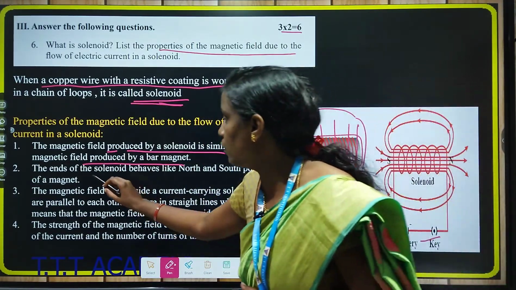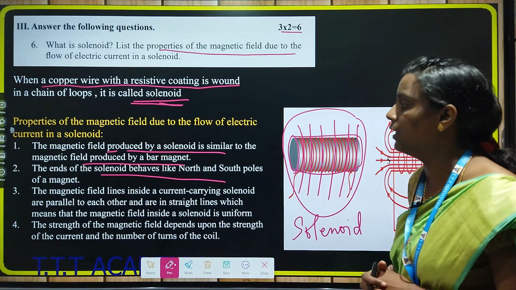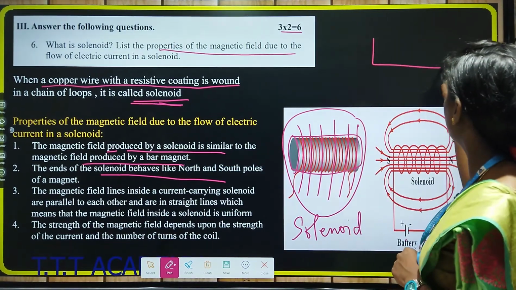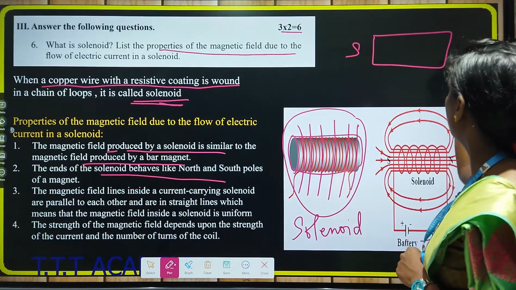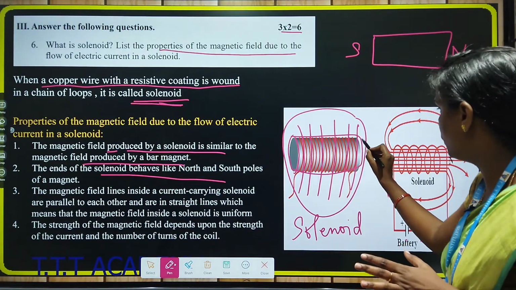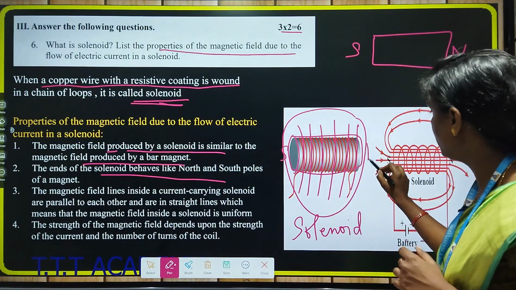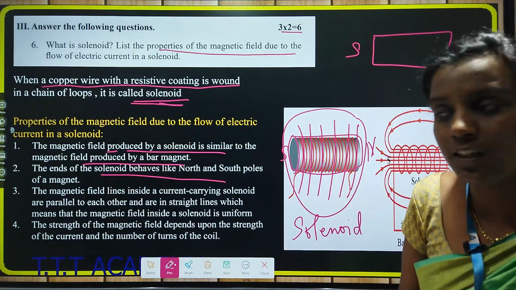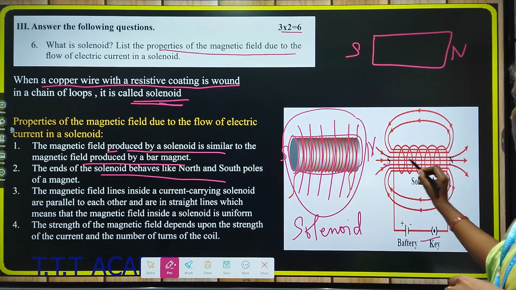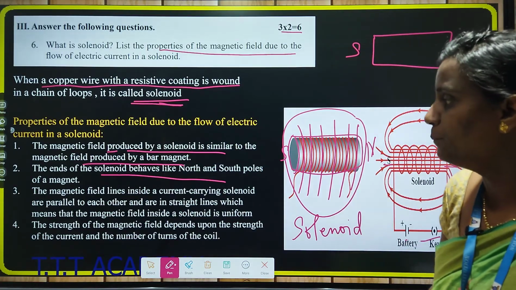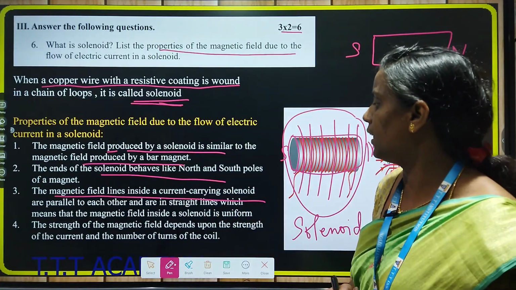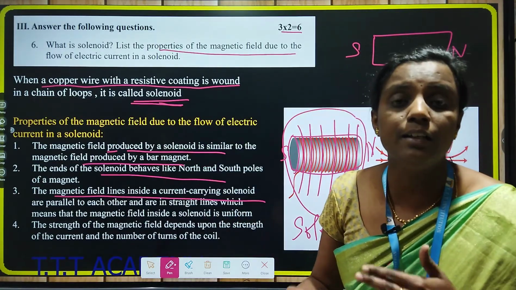Then, the ends of the solenoid behave like the north and south poles of a magnet. So, when you take a bar magnet, what happens? One side you mention the south pole, one side the north pole. The same way in the solenoid, one side is a south and the other side is a north pole. Okay. So, the ends act as the south and the north pole. Then the third property is magnetic field lines inside a current carrying solenoid are parallel to each other.